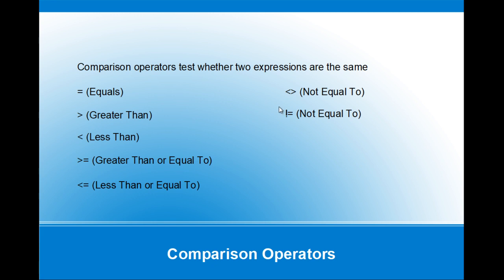This is not ISO standard, but SQL Server still accepts it as not equal to. The other one is not less than. This is also not ISO standard. Not greater than is also not ISO standard. So the last three are not ISO standard, and the earlier ones are ISO standard, right? So these are comparison operators. Still, this is like mathematics. We compare two expressions or two numbers, etc. Right? So those are the comparison operators. Let's move on to the next one.